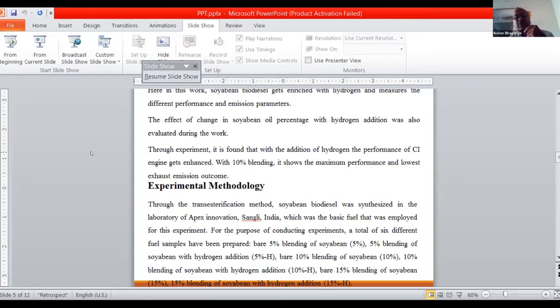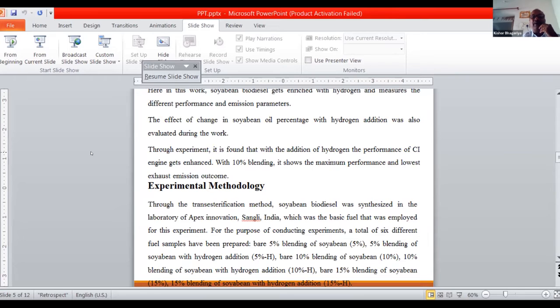Now the experimental methodology used by me is, through the transesterification method, soybean biodiesel was synthesized in the laboratory of Apex Innovation, Sangli, Maharashtra, India, which was the basic fuel employed for the experiment.